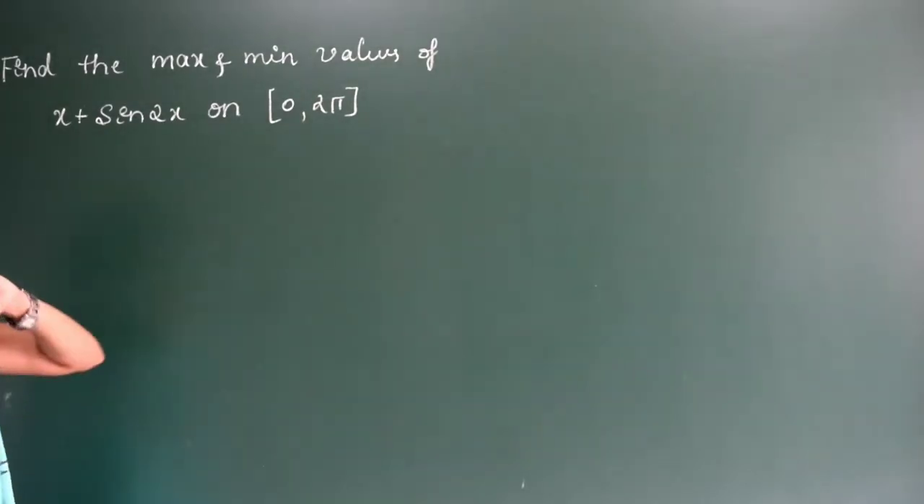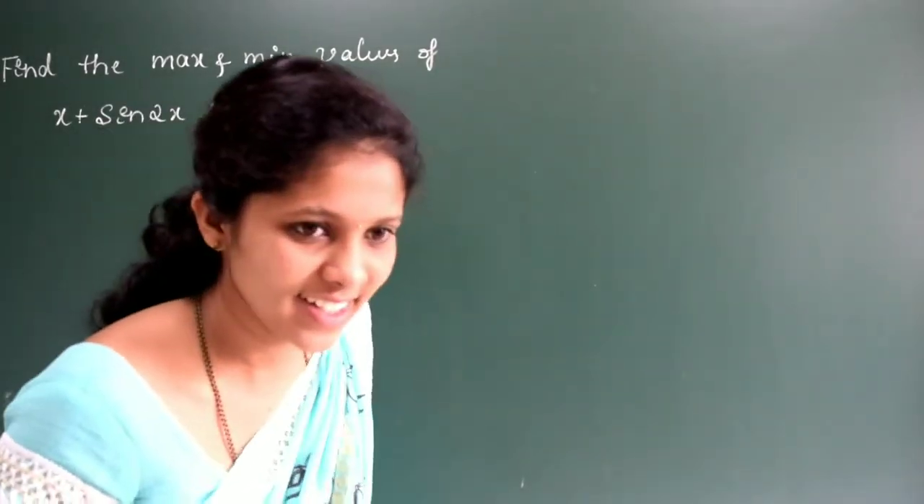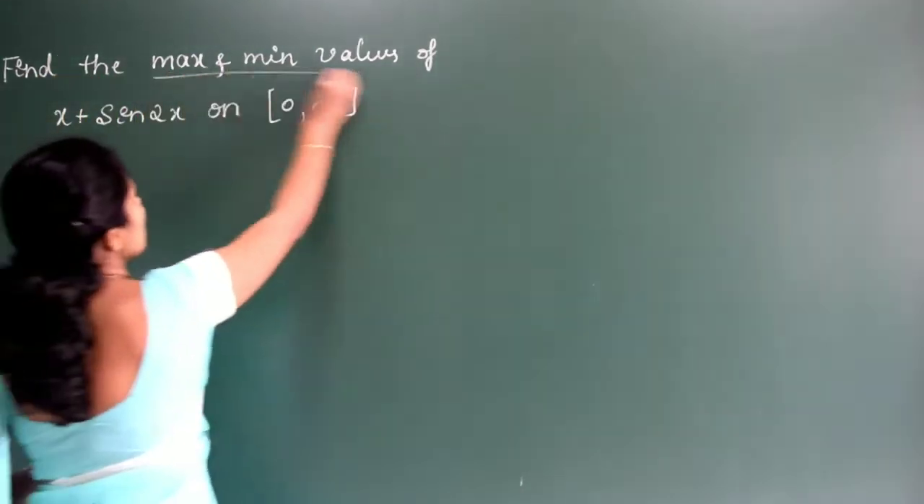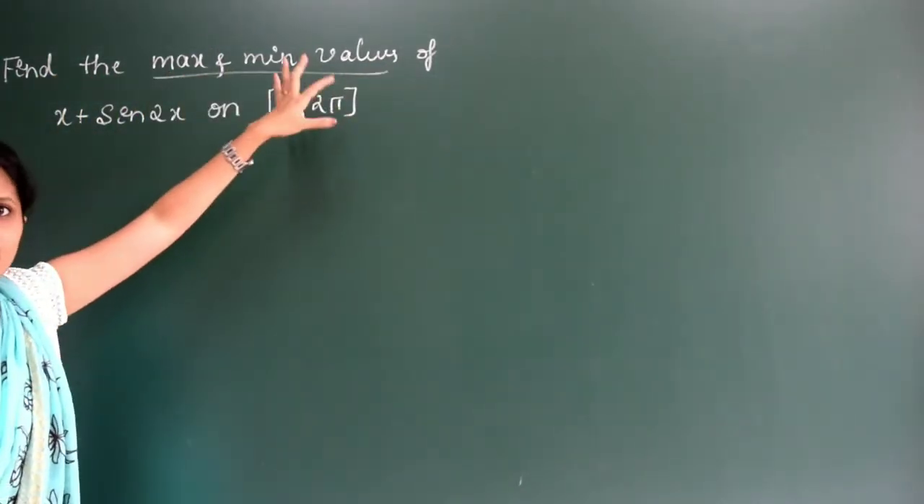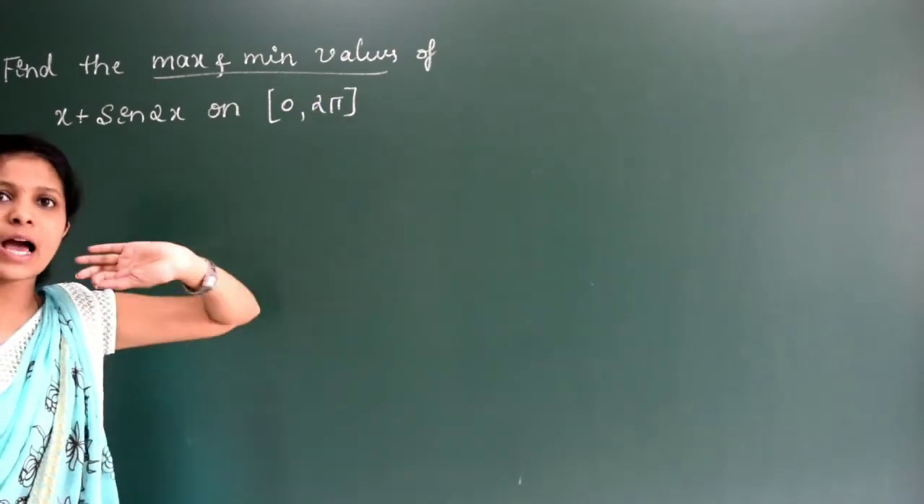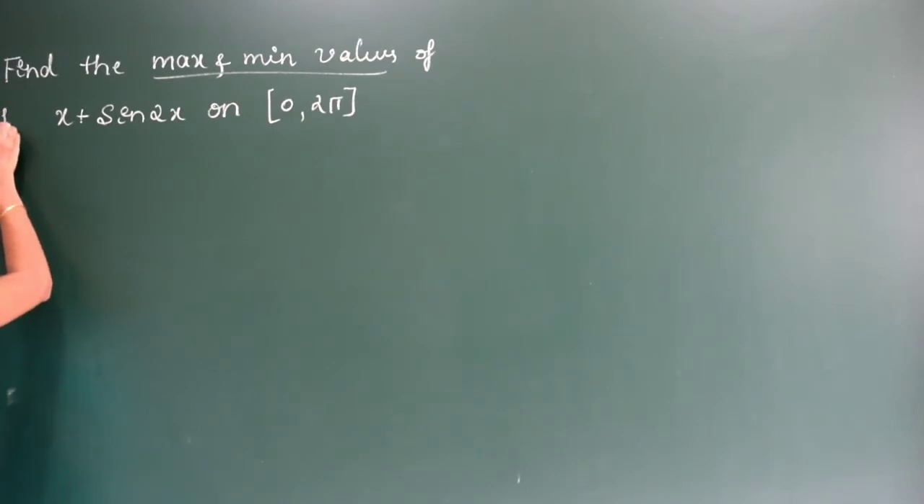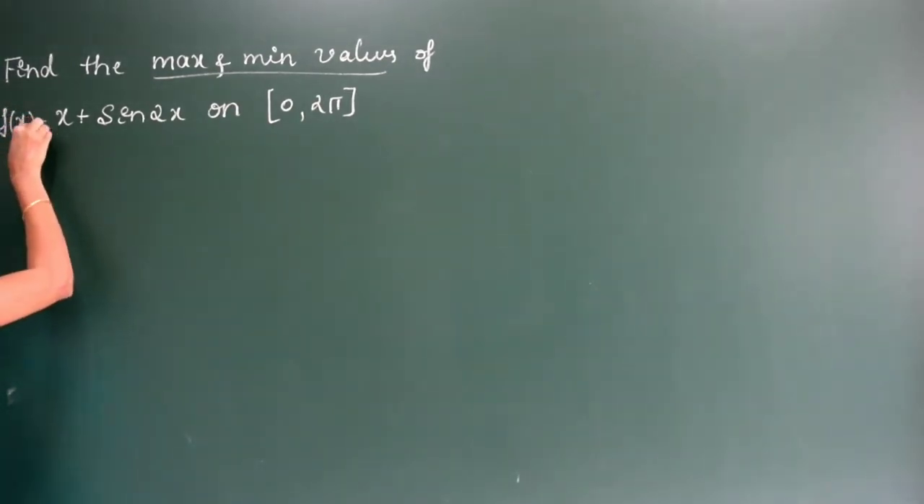See this one. Find the maximum and minimum values of a function in the interval 0 to 2 pi. So obviously it is the absolute maximum and absolute minimum. So let us start with this one. I'll consider this as f of x.